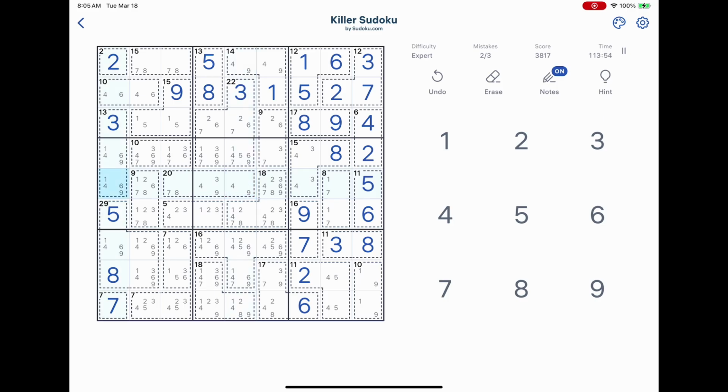That's a 3, 4, 9 triple in row 5. Apply the triple to row 5. Balance the 13 sum in row 3. 13 minus 3 leaves 10.